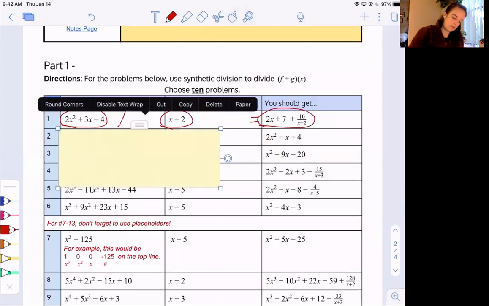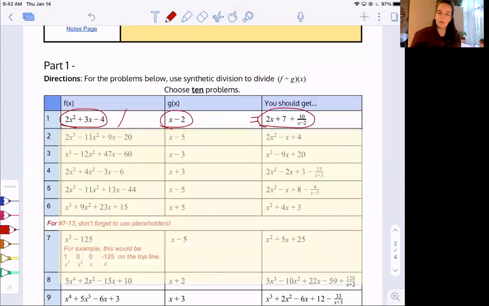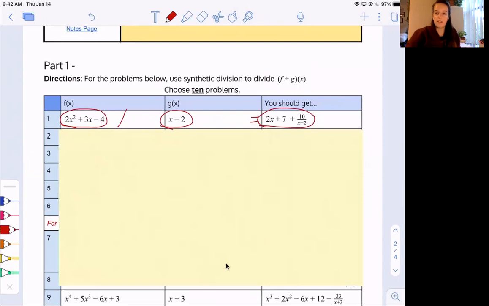All right. I'll go ahead and do number one so that we can get any support that we need before we head out today. So for number one, I'm doing f of x divided by g of x. So I know x minus 2, I'm going to flip that into positive 2. And then I have my f of x here, my numerator. So I'm going to write my coefficients, starting with x squared. So 2x squared. How many x's? I have 3 of them. What's my constant? It's negative 4.